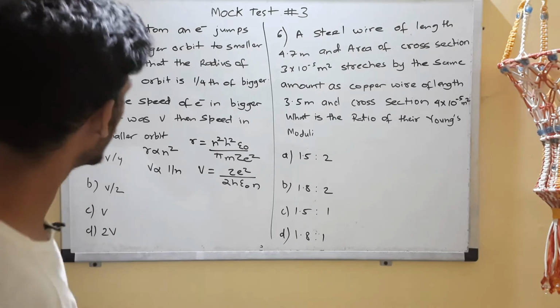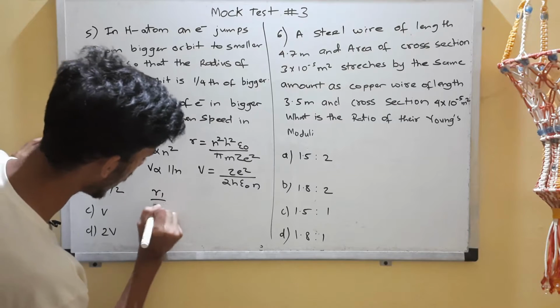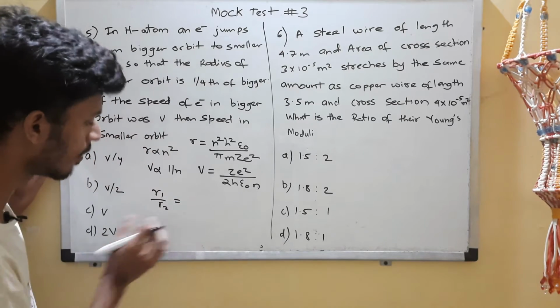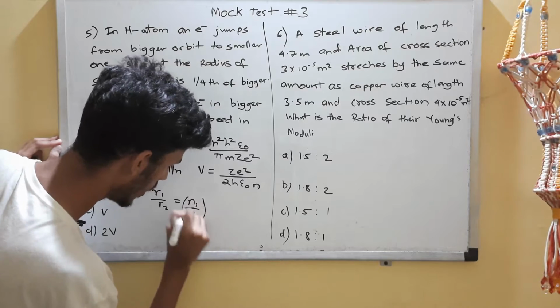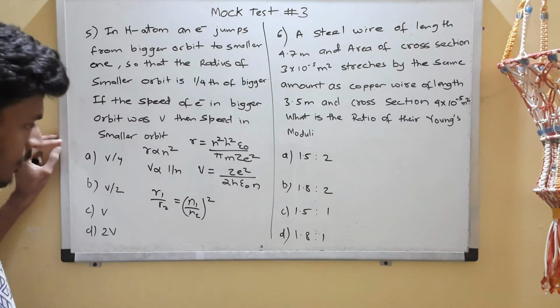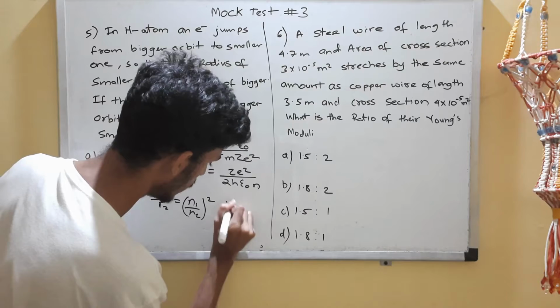First let us take the ratio r1 by r2, or r big by r small. That will be n1 by n2, the whole square. Similarly, let us do that for velocity.